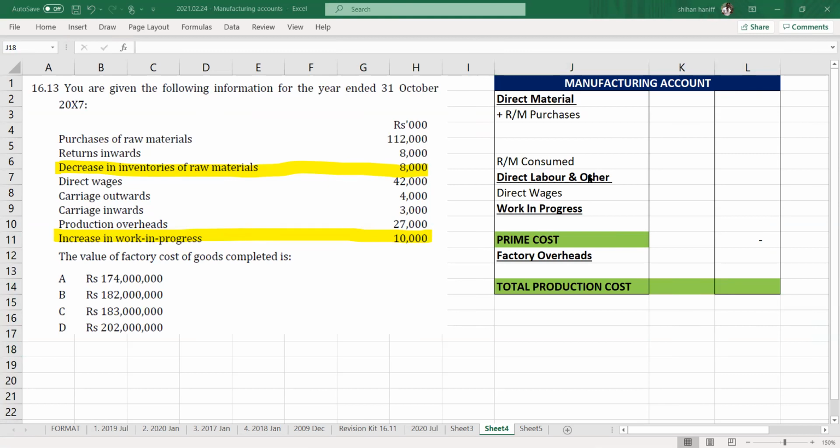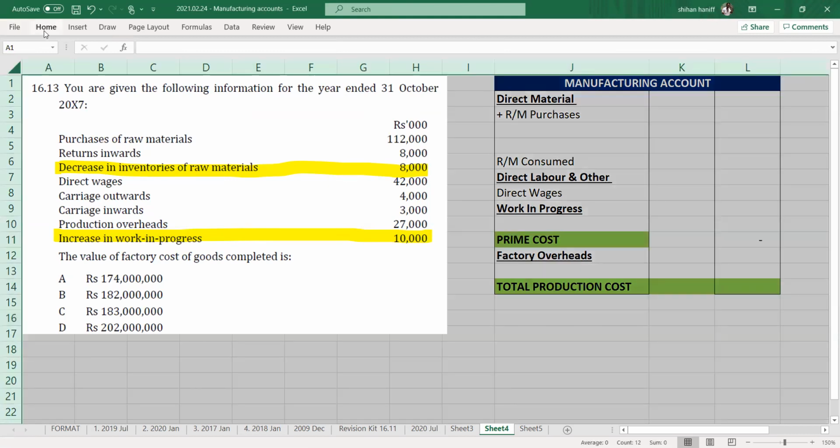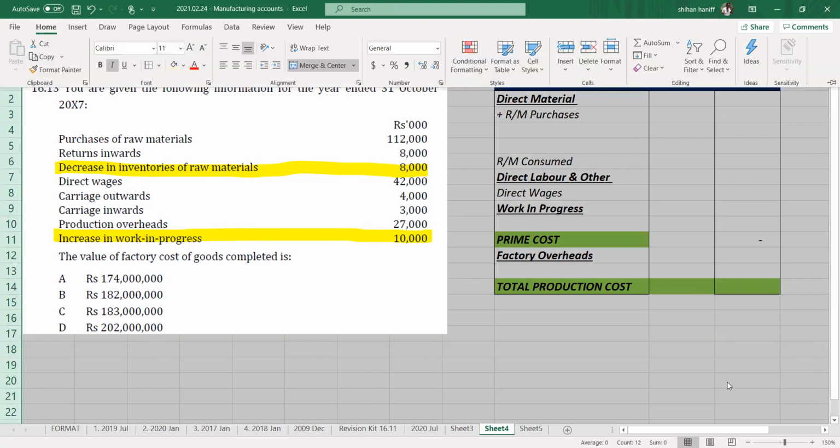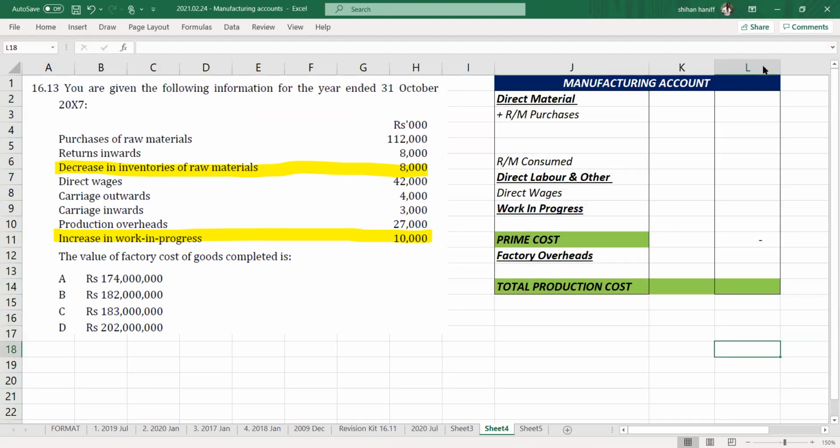I got one answer, 182. Let's see from others.